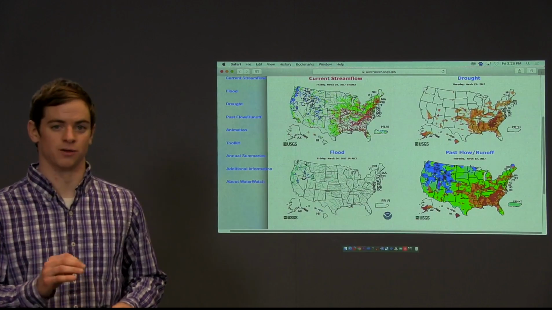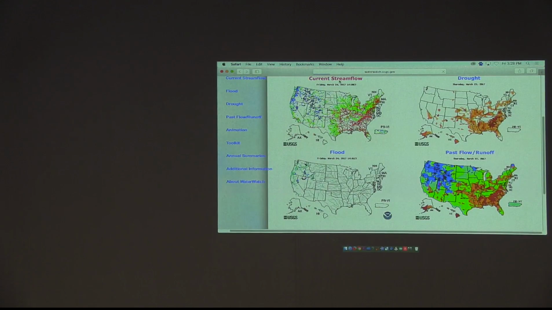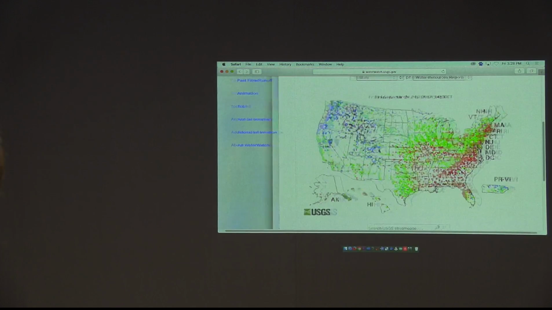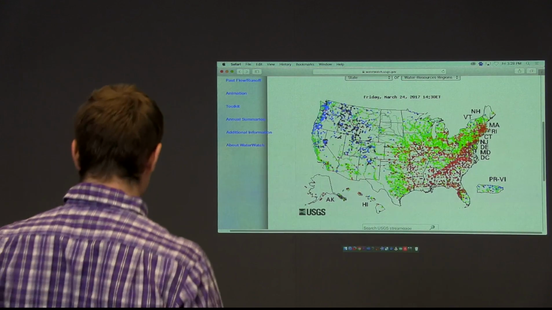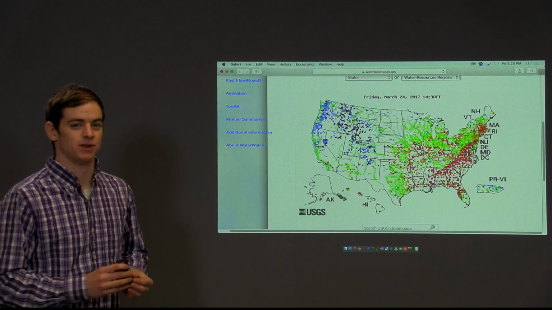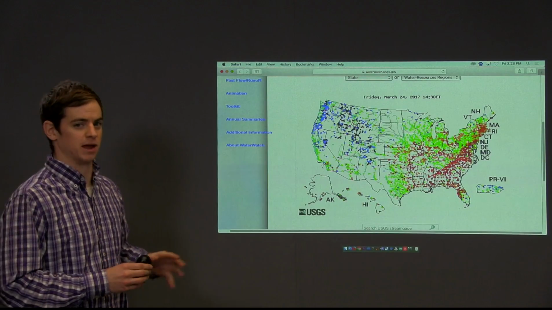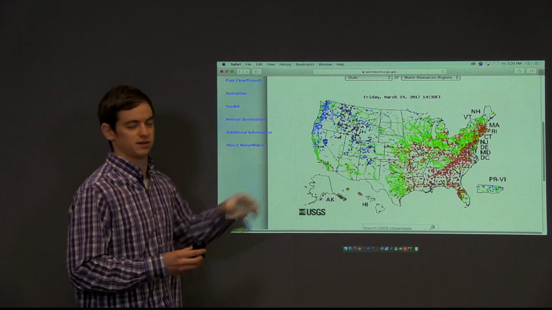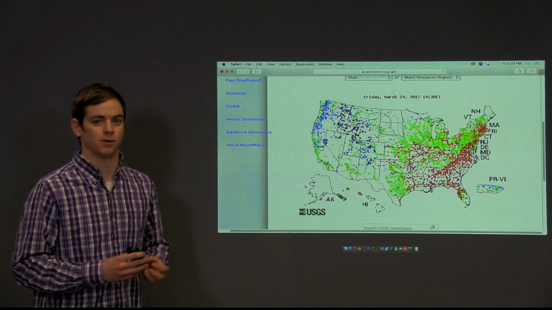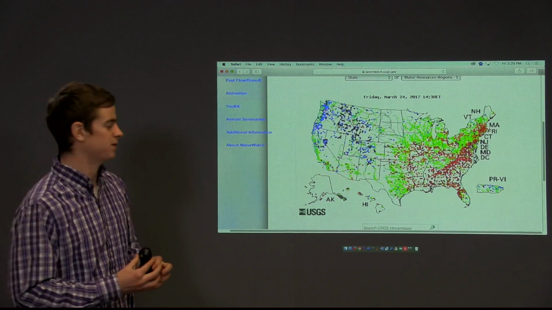First is the current streamflow. Now this is a current streamflow map. Each dot on this map represents a stream gauge. The stream gauges have their data depicted by color. The green color indicates that the stream flow is flowing at the average compared to the historical data.